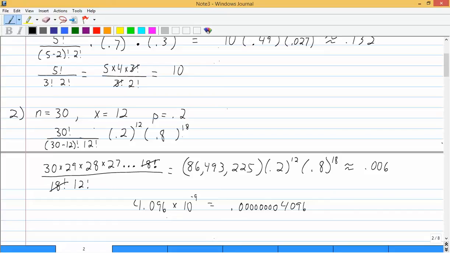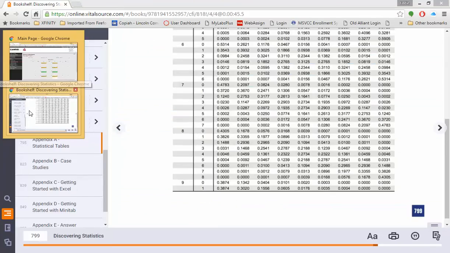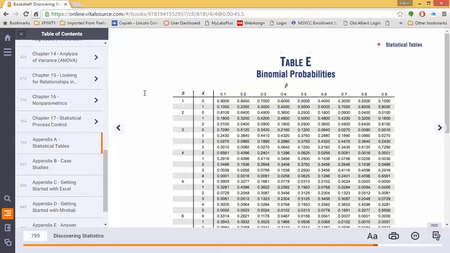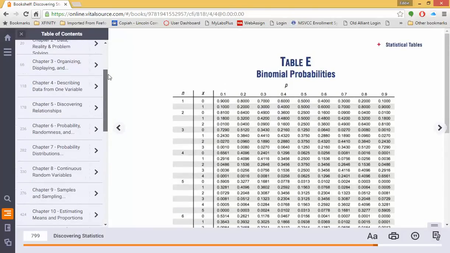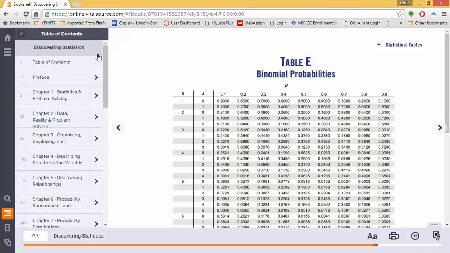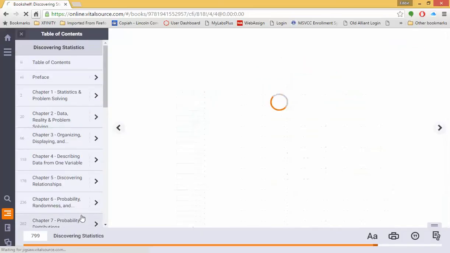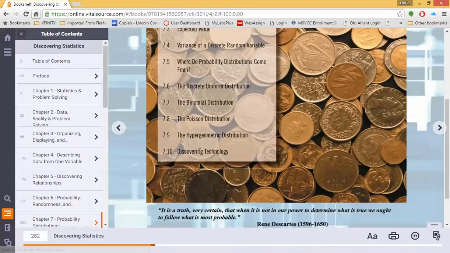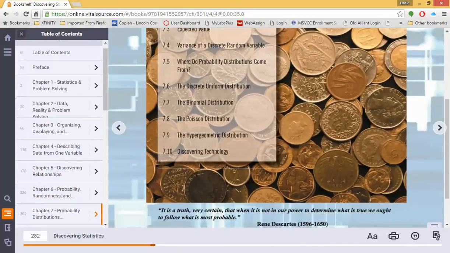Now I want to, and we have a table for this next part too, but we do need to understand what we're doing because, again, not all values are going to be given in a table. So there is a formula that we can use. And this is going to be on the Poisson distribution.